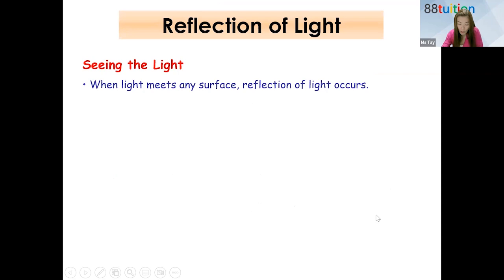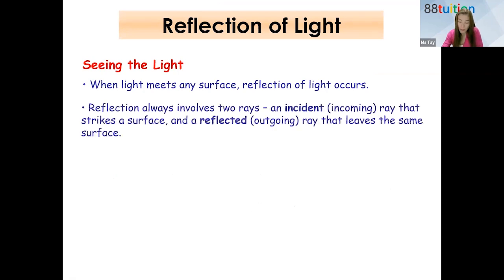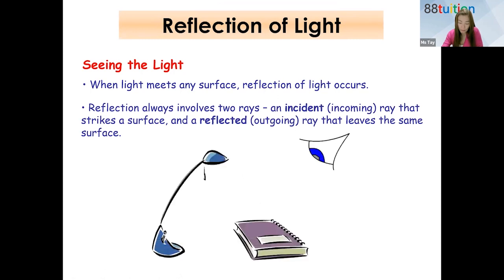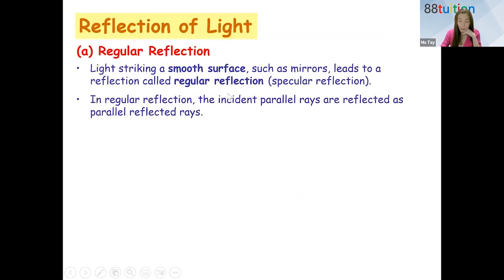What is reflection? When light hits any surface, we know that there will be reflection. Incident ray is the ray that comes in. It hits the particular point. The object here is the book, and then the reflected ray bounces off. Regular reflection: when you have smooth surfaces like a mirror or very still water bodies, you get regular reflection.